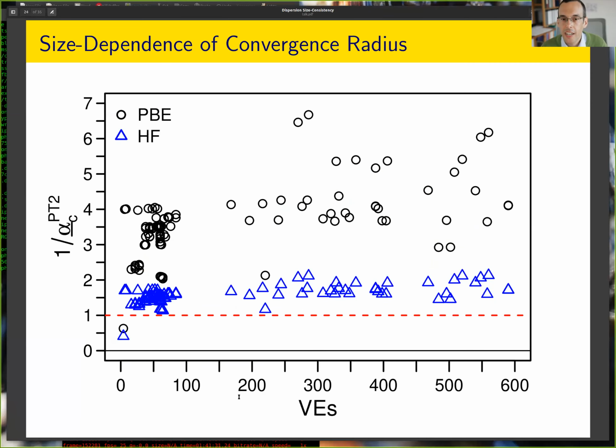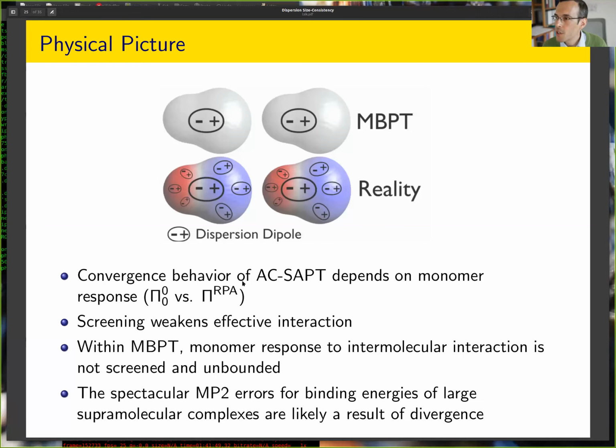And you see here again that the size dependence for the convergence radius doesn't matter all that much, although it gets a little worse. But once you have exceeded even just a few atoms, this is helium dimer here, and for everything else pretty much, you're already beyond 1. And so the physical picture here is simply that in MP2, you're just having the unscreened polarization propagator for the monomer.